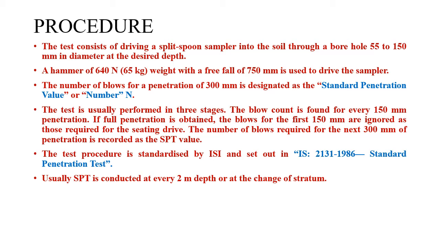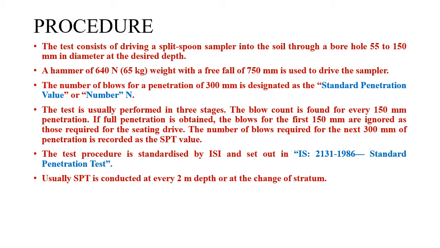See, there are different types of hammers which are used for the SPT test. So the weight will slightly vary, as well as the efficiency of the hammer, depending on the type of hammer which is used. Normally the hammer used for this test has a weight of 63.5 kg or 65 kg, and it has a free fall of 750 mm.